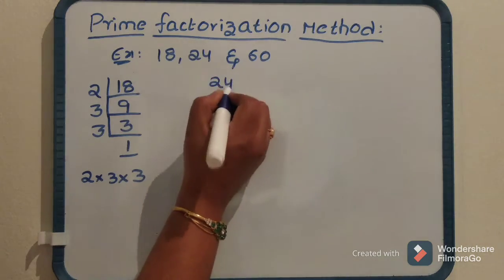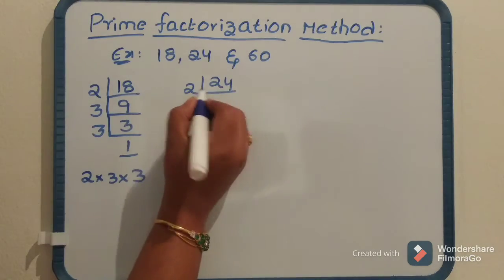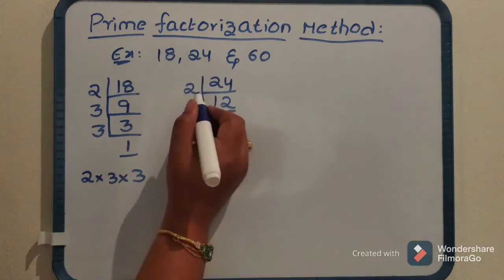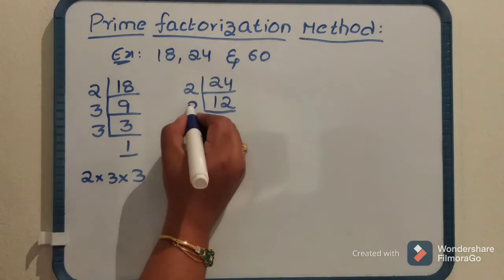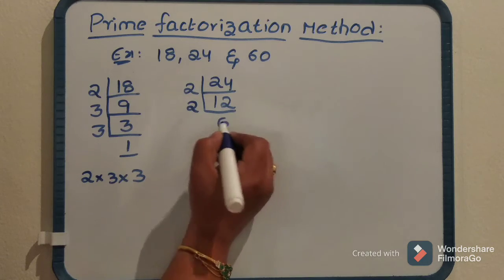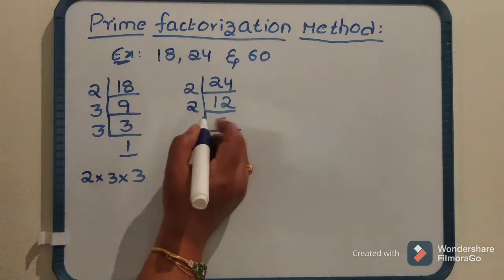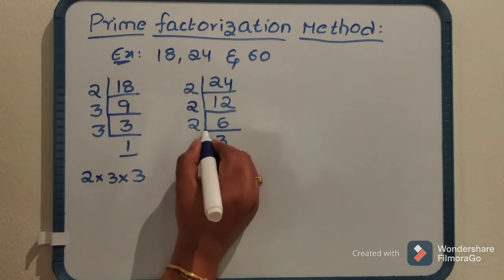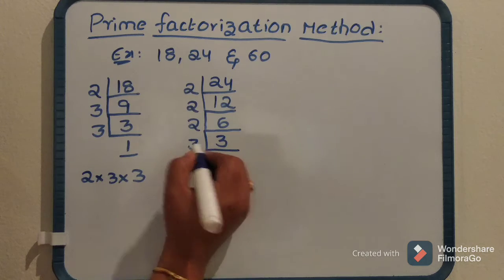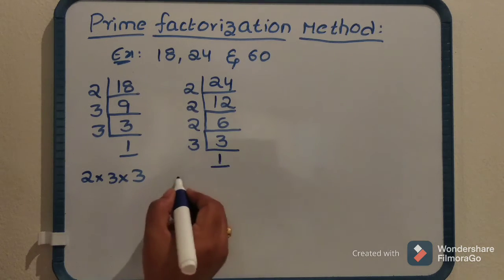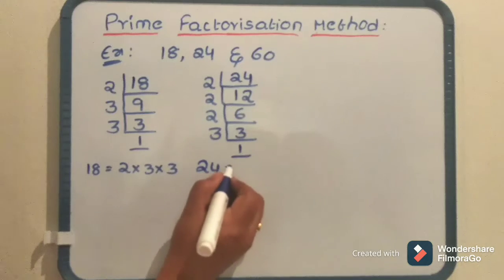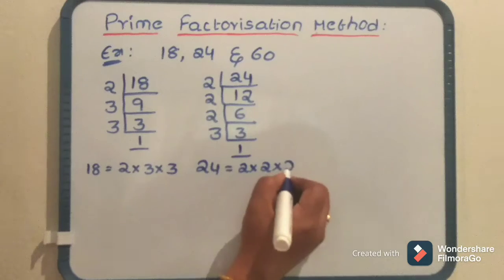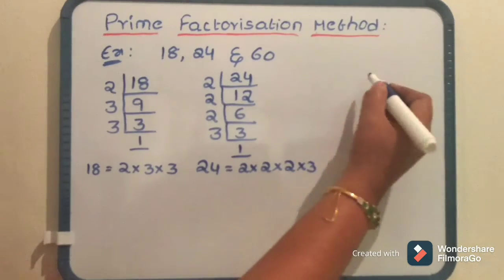Similarly, prime factorization of 24 is: 2 divides 24, leaving quotient 12 and remainder 0. Again, 2 divides 12, gives quotient 6. Again, 2 divides 6, leaving quotient 3. Again, 3 divides 1 time. So, prime factorization of 24 is 2 multiplied by 2 into 2 into 3.